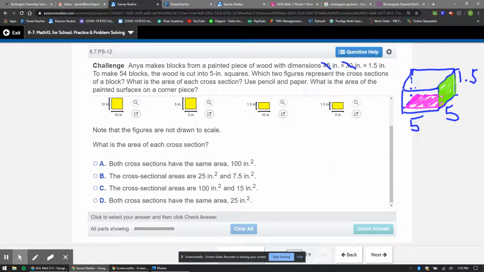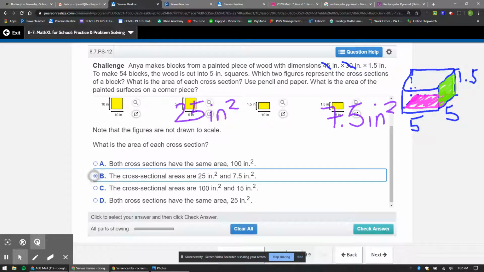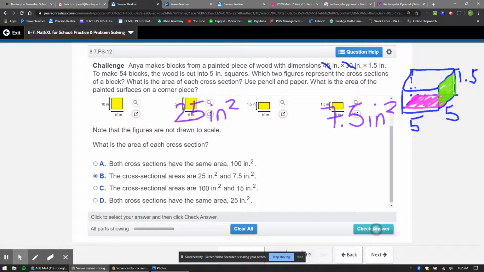Now, what is the area of each cross section? Listen, this is kind of easy now. All we're going to do is 5 by 5 is 25 inches squared. And then 1.5 times 5. Again, use your calculator. 1.5 times 5 is 7.5 square inches. So let's find our answer that has that. Our answer is B, 25 and 7.5.